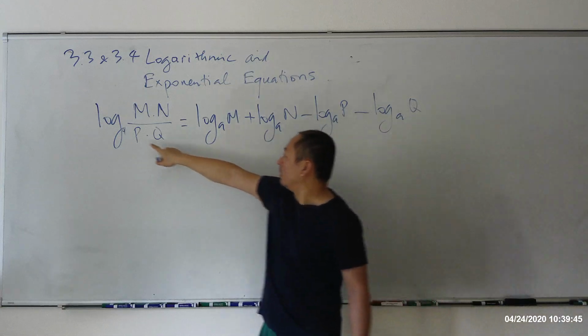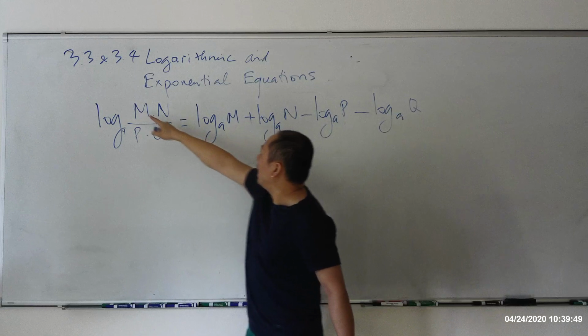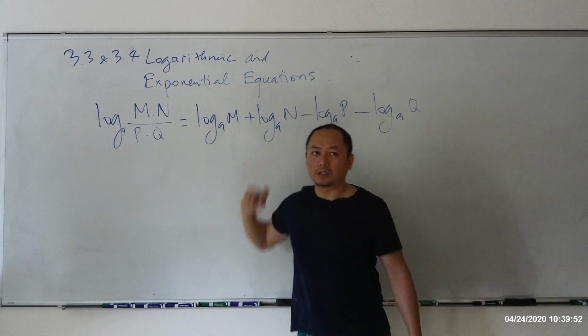Just make it that way for me. P and q on the denominator, it's minus. M and n on the numerator, let's go with plus. Okay?